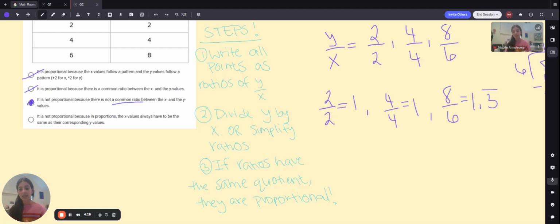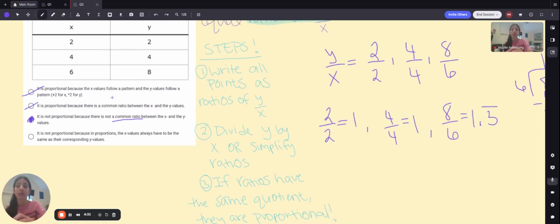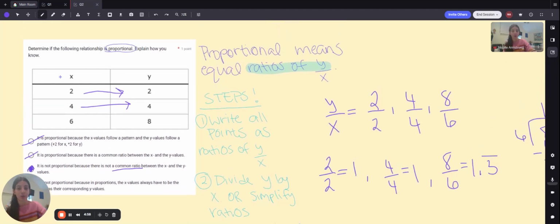The reason why D is not the correct answer is because you can have corresponding one-to-one x to y values. Here we do see a corresponding 2 to 2, which is great, and a 4 to 4, which is great. Those ratios are equal to 1. So that's okay that they're in correspondence to each other. But the main idea is that the ratios have to be equal to each other. So common ratios between x and y will give you a proportional relationship.